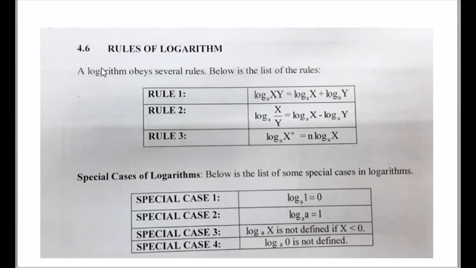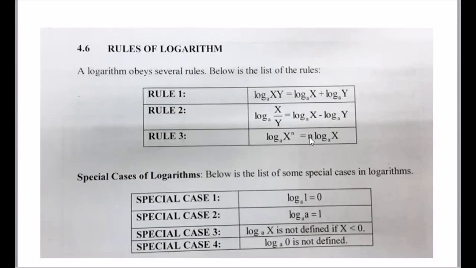Rules of logarithm. A logarithm obeys several rules. Below is the list of the rules. Okay, rule number 1. If we have log base a of xy, this is equal to log base a of x plus log base a of y. Rule number 2. If we have log to the base a of x over y, this will equal log to the base a of x minus log to the base a of y. And then rule number 3, when we have log to the base a of x to the power of n, we can bring the power to the front.